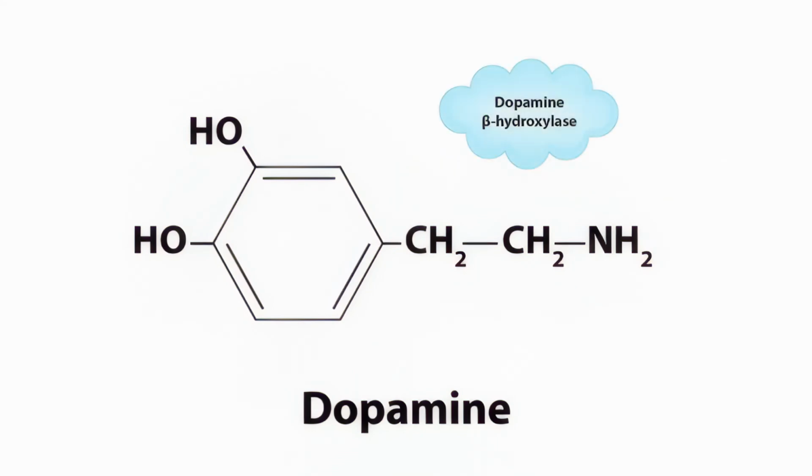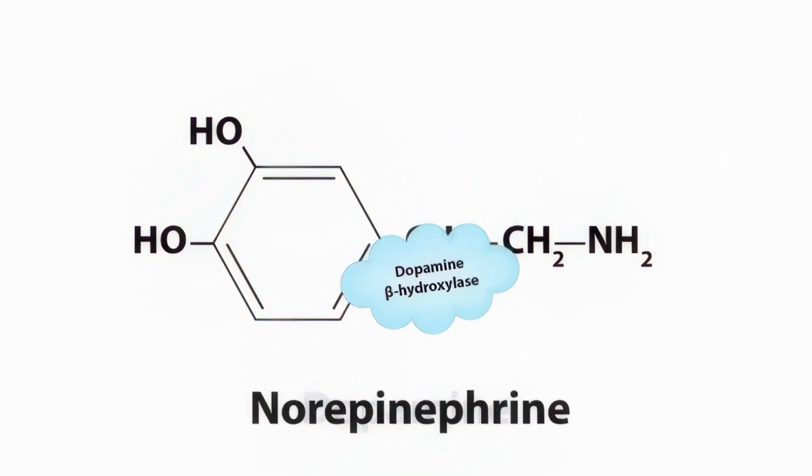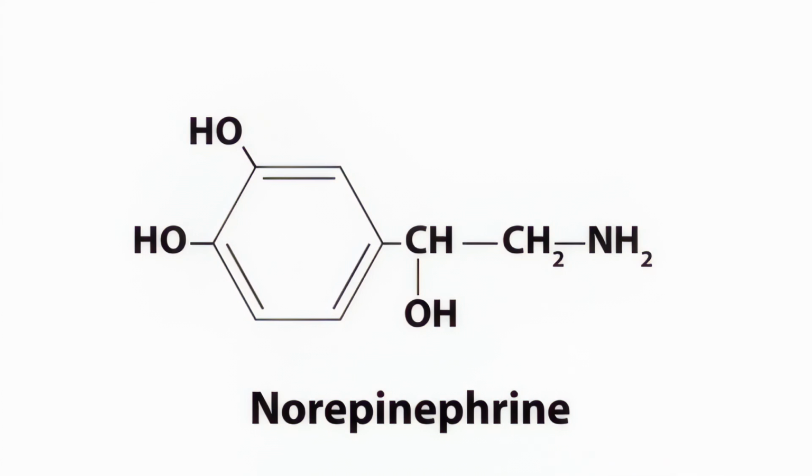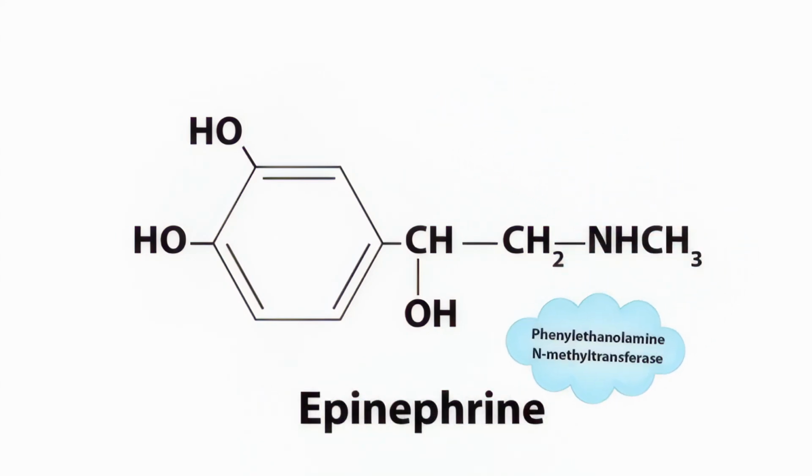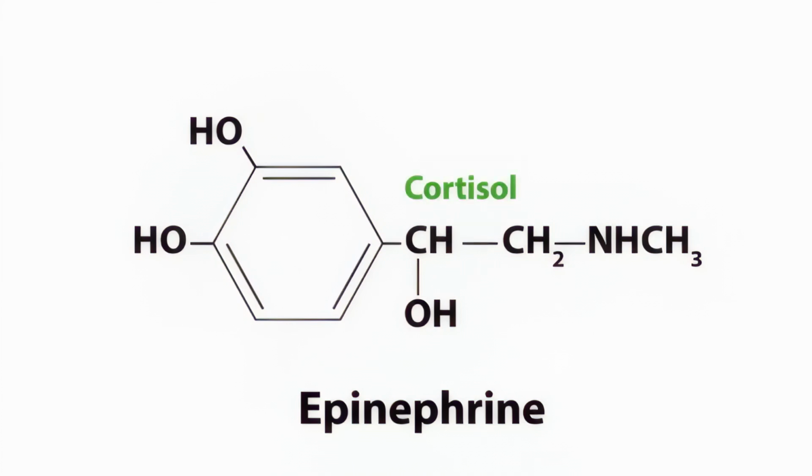Then the enzyme dopamine beta hydroxylase comes along and adds another hydroxyl group to the side chain on dopamine, and that makes norepinephrine. And here, vitamin C is the cofactor. And then finally, the enzyme called PNMT, or phenylethanolamine N-methyltransferase, transfers a methyl group to the side chain, and that produces epinephrine. And this step is stimulated by cortisol.